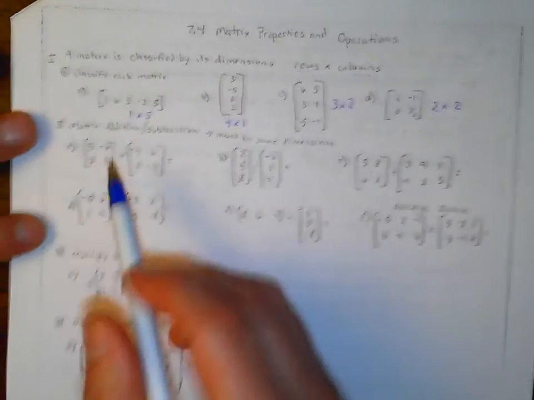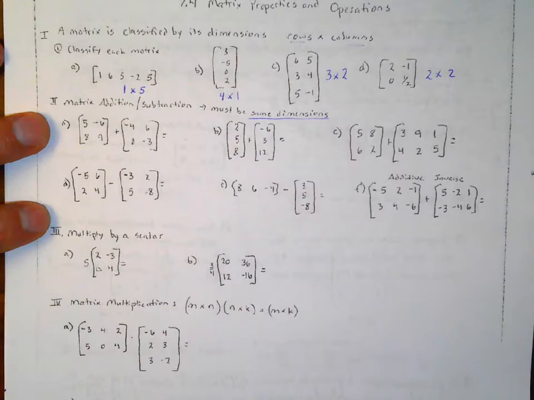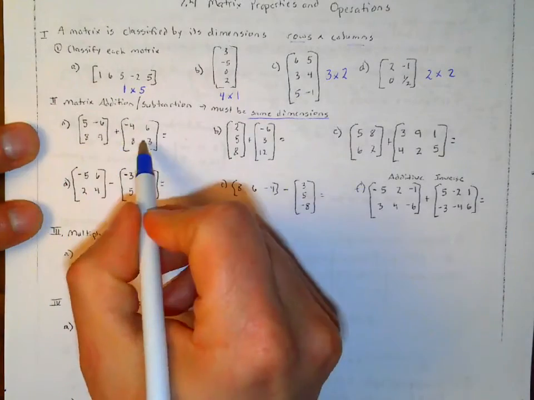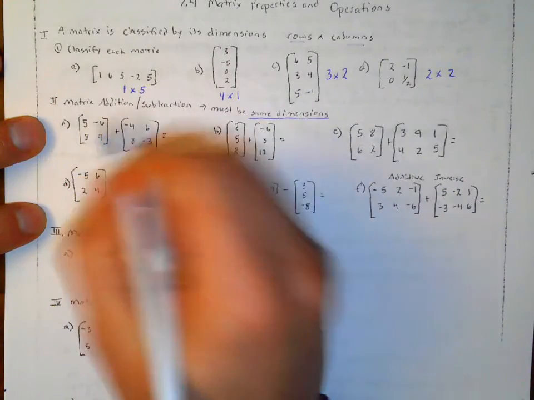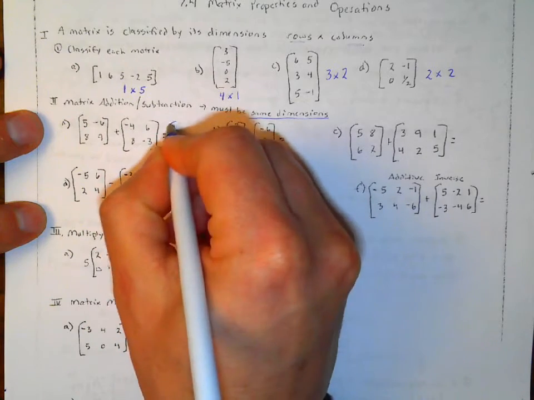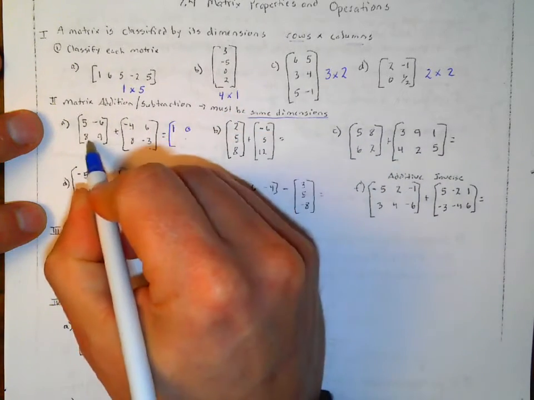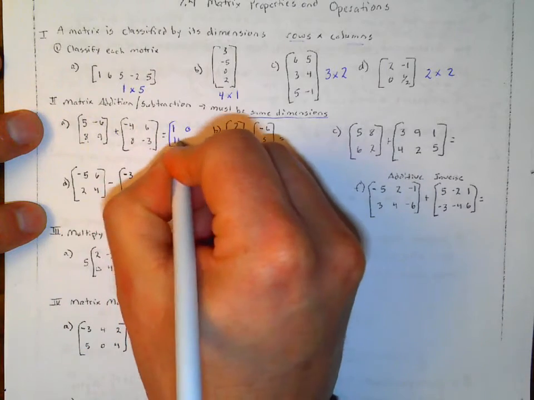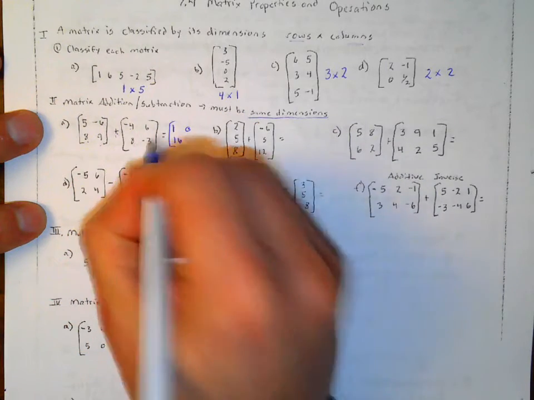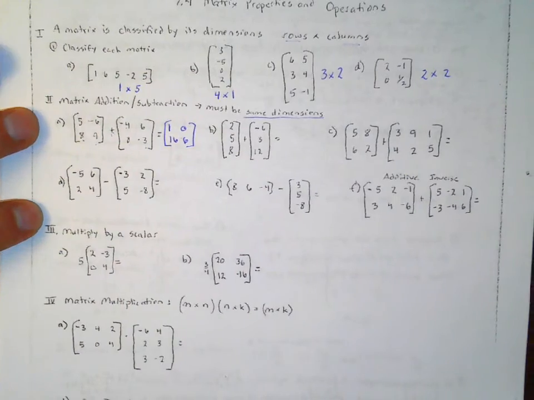Now, to be able to add and subtract matrices, they have to be the same dimensions. Okay, so this is a 2 by 2, this is a 2 by 2. Then you just add the corresponding entries. So 5 plus -4 is 1. -6 plus 6 is 0. 8 plus 8 is 16. 9 plus -3 is 6. So there's our matrix when we add those together.